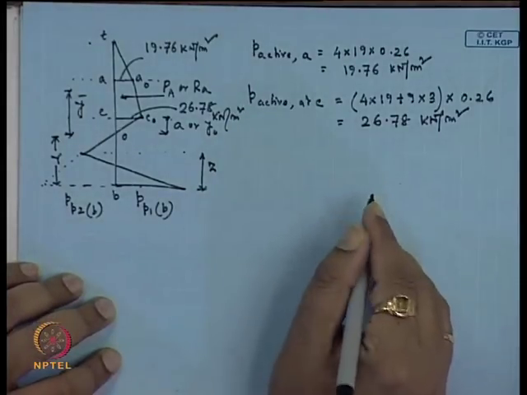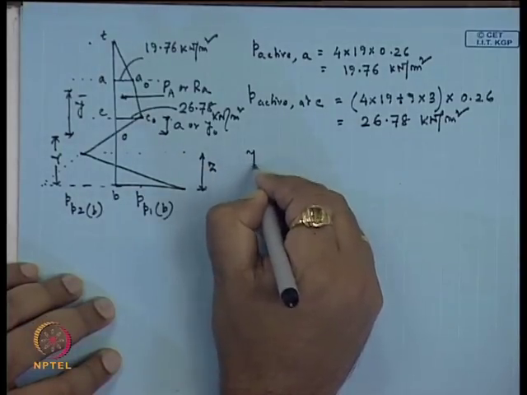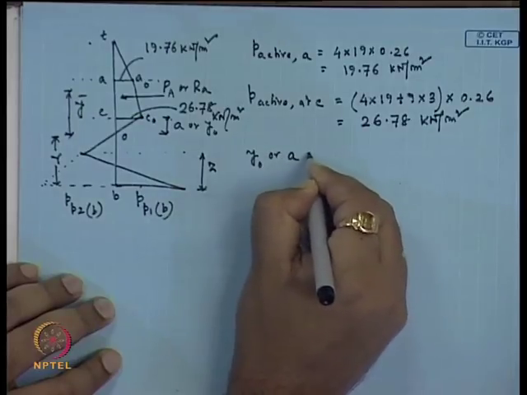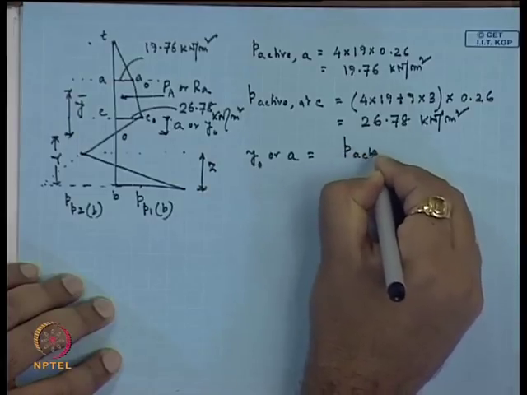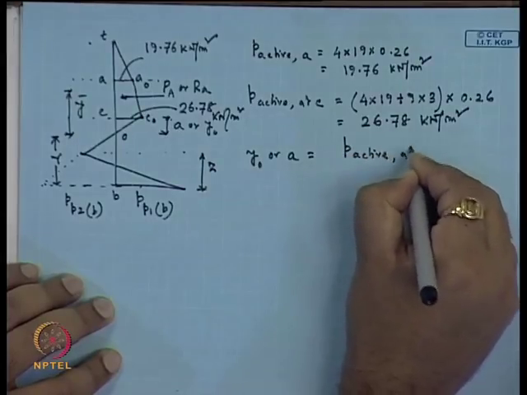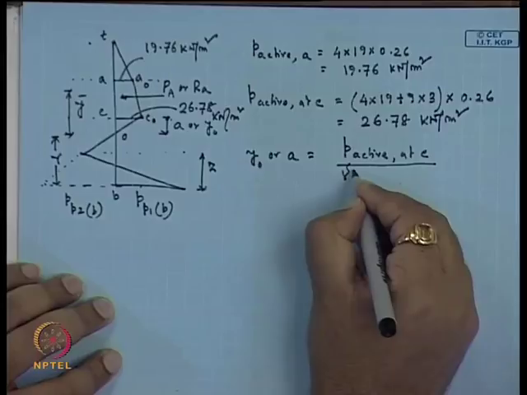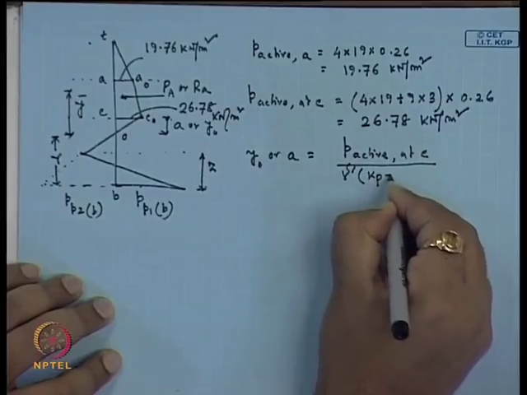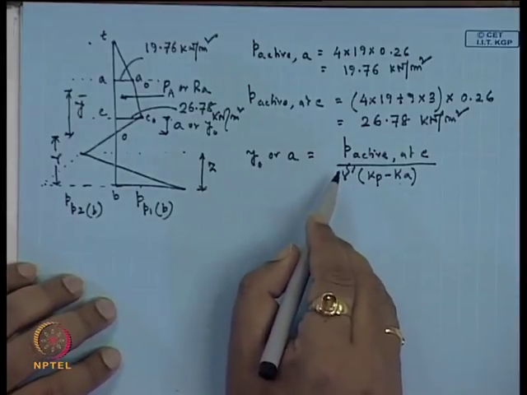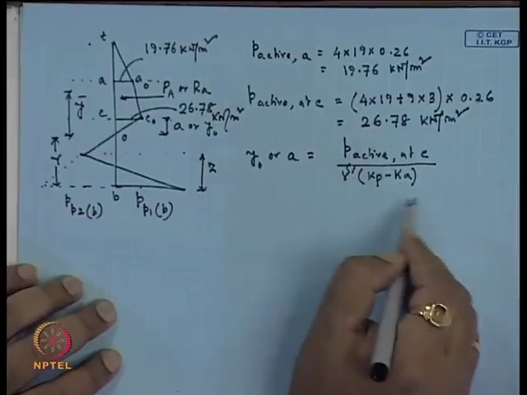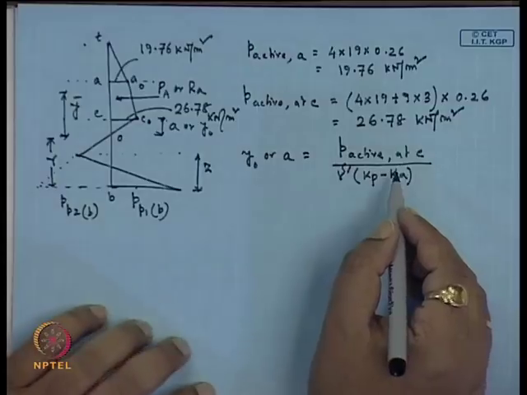The next one, we have to determine the A value or Y 0 value. So, Y 0 or A is equal to P active at C point divided by gamma dash into (K P minus K A). This expression I have already derived in the last class. So, previous class I have already derived this expression. So, from that expression, if we use that expression, then we will get the A value.